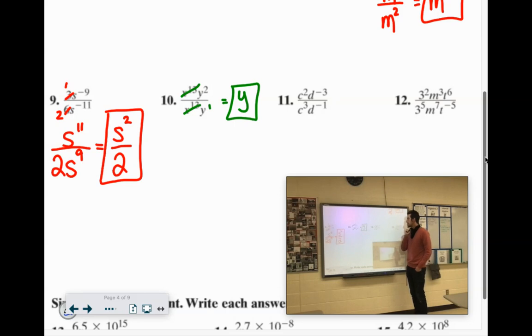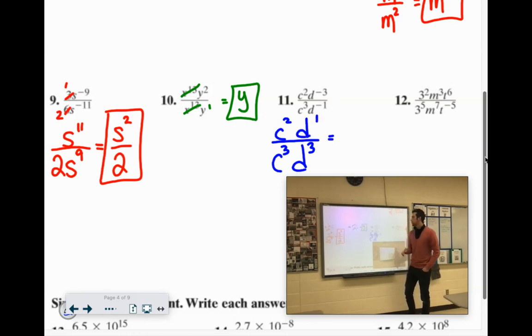Okay, let's make our adjustments. So we can move the d to the negative 3rd to the denominator. The c squared can stay. C to the 3rd can stay. D to the negative 3rd moves to the denominator. D to the negative 1st goes to the numerator.